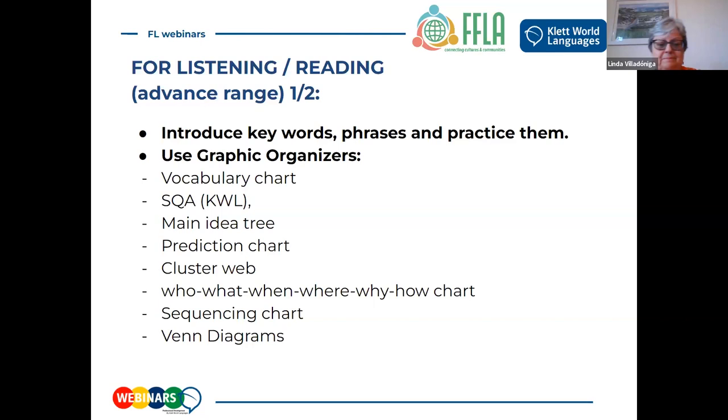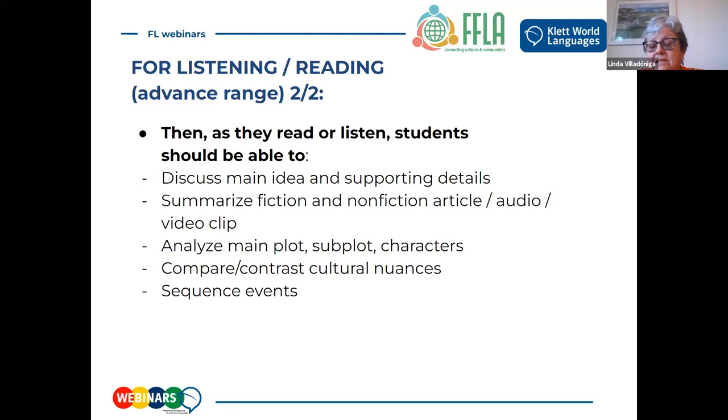As they progress into the advanced levels, they should be able to discuss the main idea. Now they're talking. Discuss the main idea and supporting details from what they've read or heard. Summarize fiction and nonfiction articles, audio clips, or video clips. And remember, a summary is a summary. It's not a retelling of every detail of the story. You can tell them, summarize.